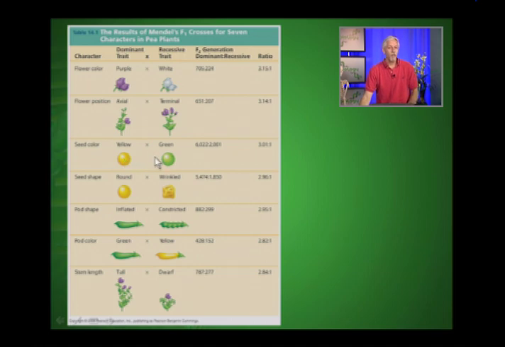Yellow versus green seed color, again, same idea. When he crossed these, green seeds disappear in the F1, they reappear in the F2 in a 3-to-1 ratio. Smooth or round seeds versus wrinkled seeds.